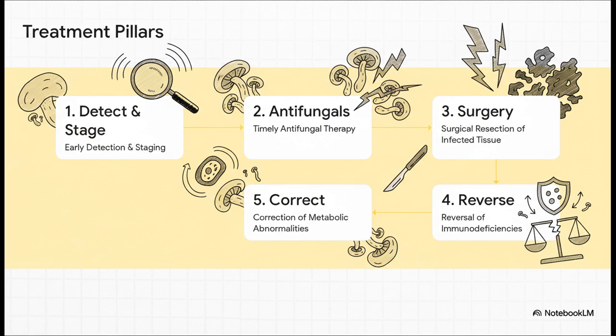Third, and this is absolutely critical, you have to surgically remove all the dead, infected tissue. Fourth, you've got to reverse whatever underlying immune problem is going on. And finally, you have to correct the metabolic issues like high blood sugar that are feeding the fungus. You need all 5 pillars. Otherwise, the fight is lost.